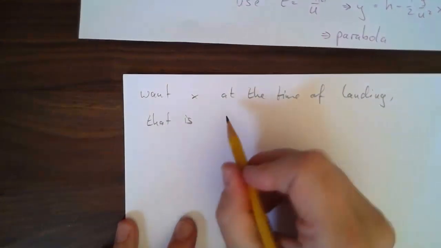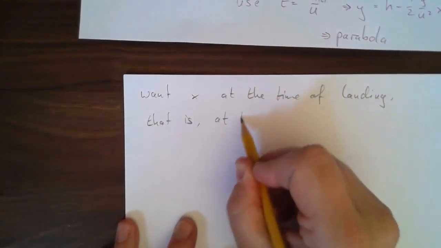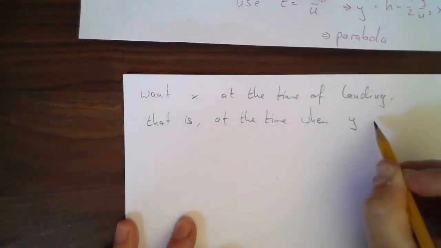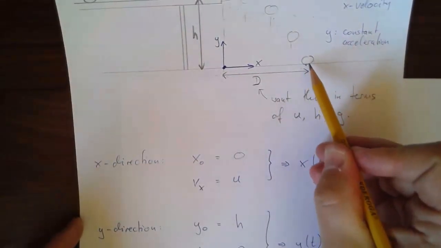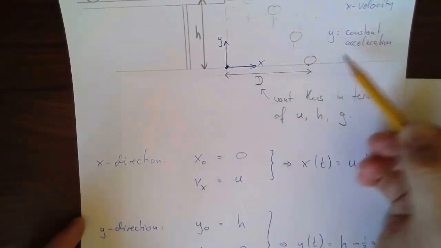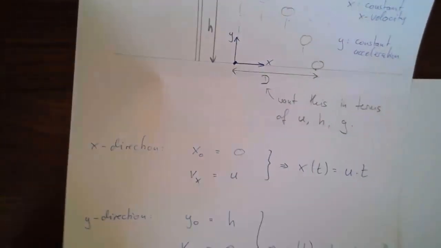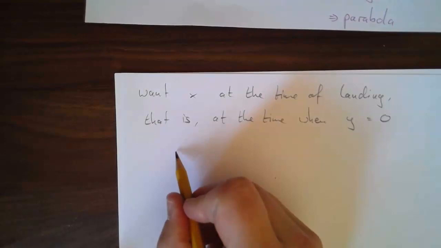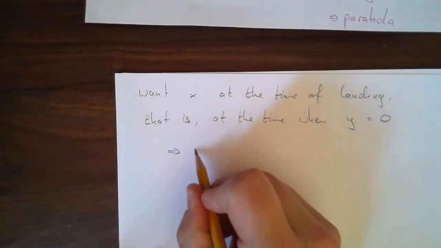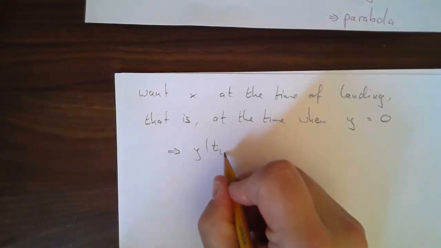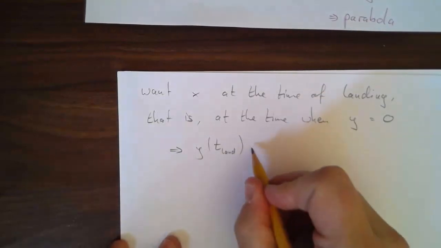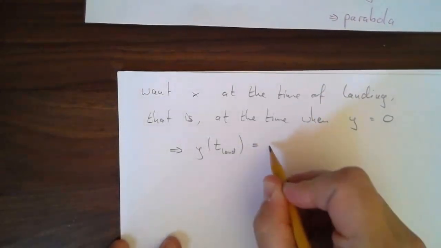We want the x position at the time when the y position is 0, right? Because what determines this event is, okay, the ball has reached y equals 0. So we're translating the ball hits the ground into math. That is y equals 0. So let's use our equation that we have for y. So we have that y at the time of landing, let's call it t land, is equal to 0.